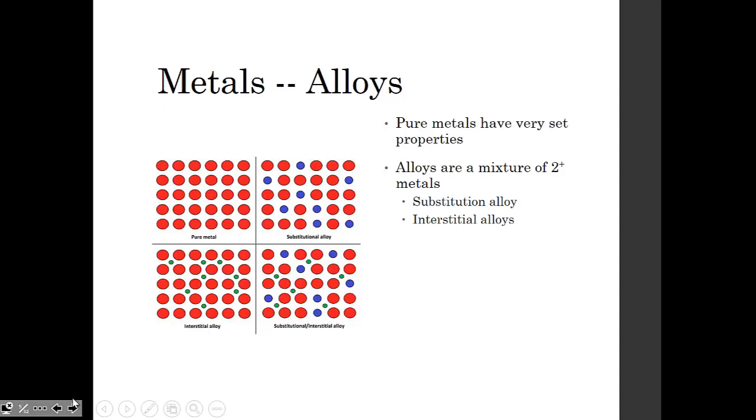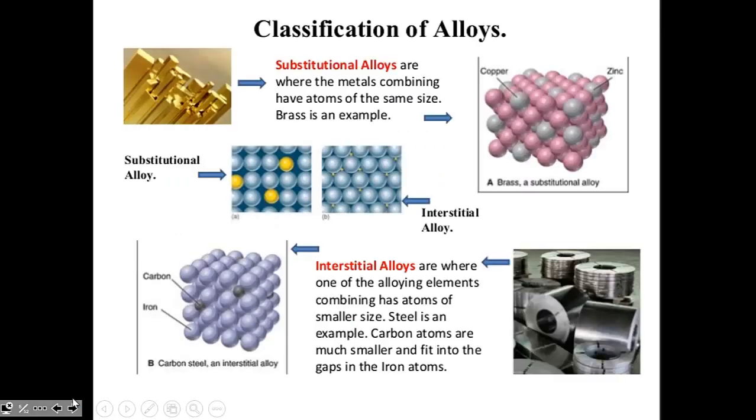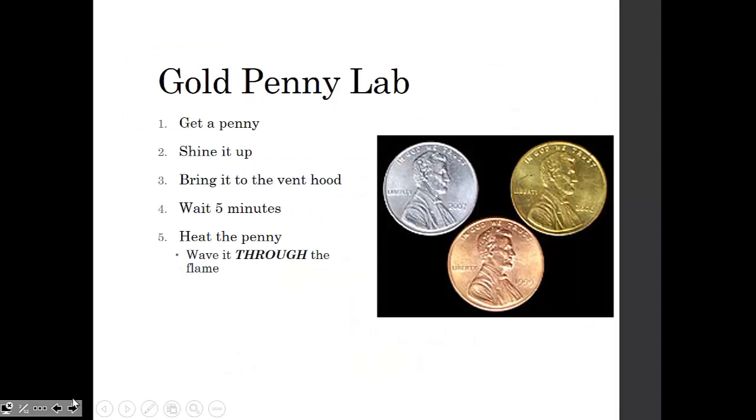In lab, this class, we will make a substitution alloy by making brass in our golden penny lab. If you are not in class, you unfortunately will miss out on making a golden penny. However, if you are here, you will have made your golden penny.